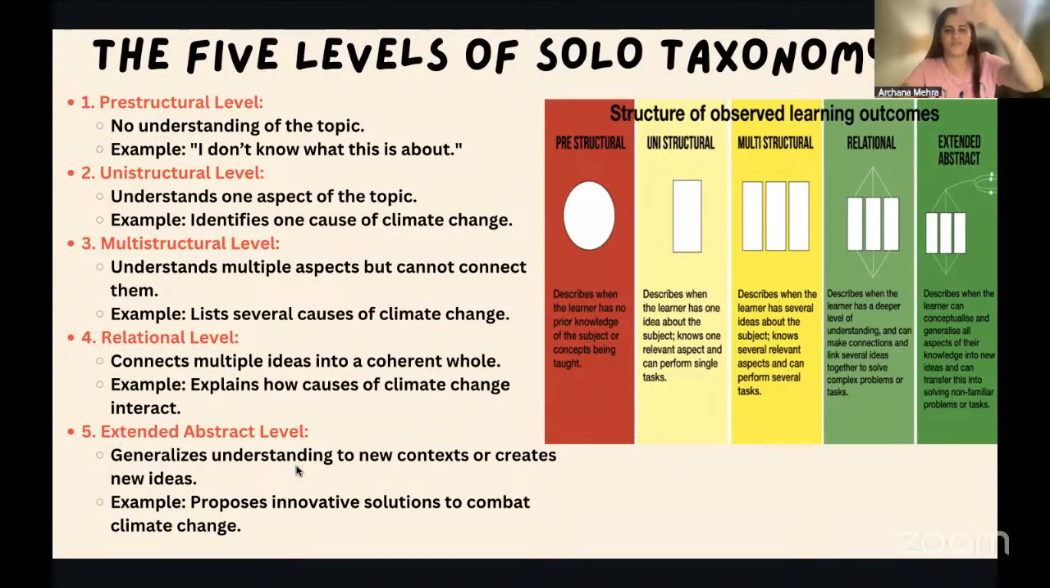So these are the different in-depth levels of a child's learning process. And if we look on the internet, you will get this image available, which starts from pre-structural to extended abstract.